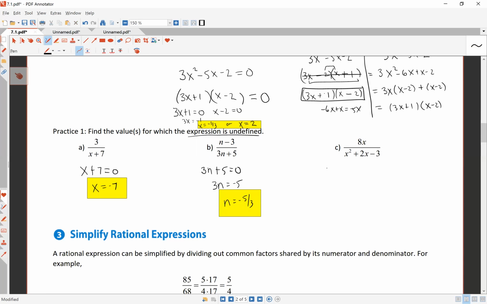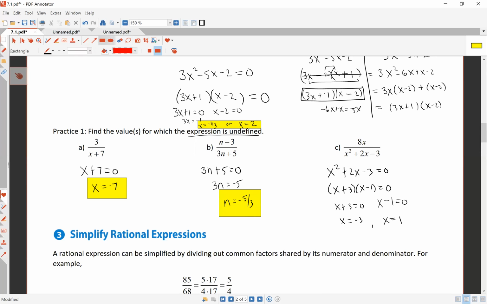Letter C, if I want to know when this expression is undefined, I set the denominator equal to 0, and then I factor: x plus 3 and x minus 1. Setting x plus 3 equal to 0, subtract 3 from both sides and get -3. Setting x minus 1 equal to 0, add 1 to both sides and get x is equal to 1. Those are the two numbers that make this expression undefined.